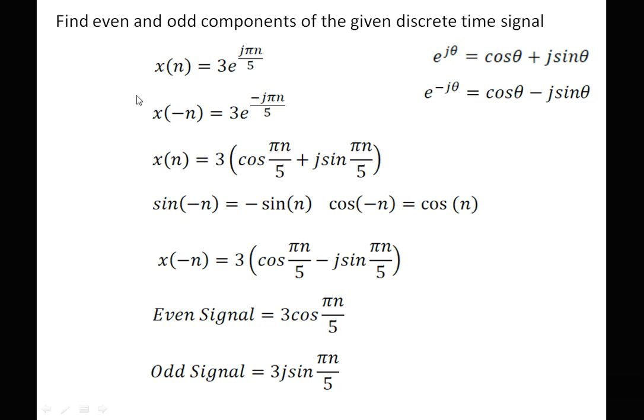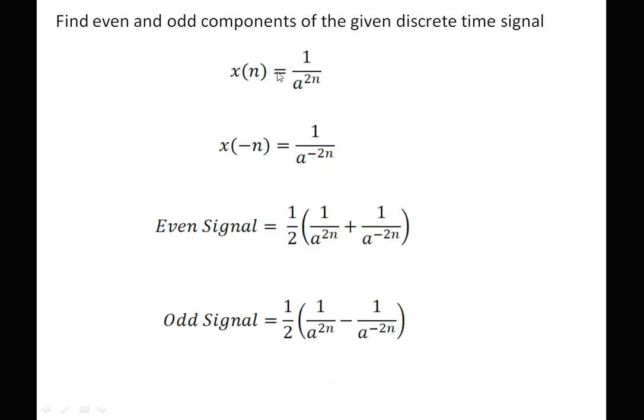Sorry, first we expand the x of n as 3 into cos pi n by 5 plus j sin pi n by 5, and for x of minus n we are getting a negative sign, that is for sin theta. So x of minus n is equal to 3 into cos pi n by 5 minus j sin pi n by 5. Even signal is nothing but what? x of n plus x of minus n divided by 2. So we are getting 3 cos pi n by 5. And odd signal is x of n minus x of minus n by 2. And in this way we are getting the odd signal as 3j sin pi n by 5.